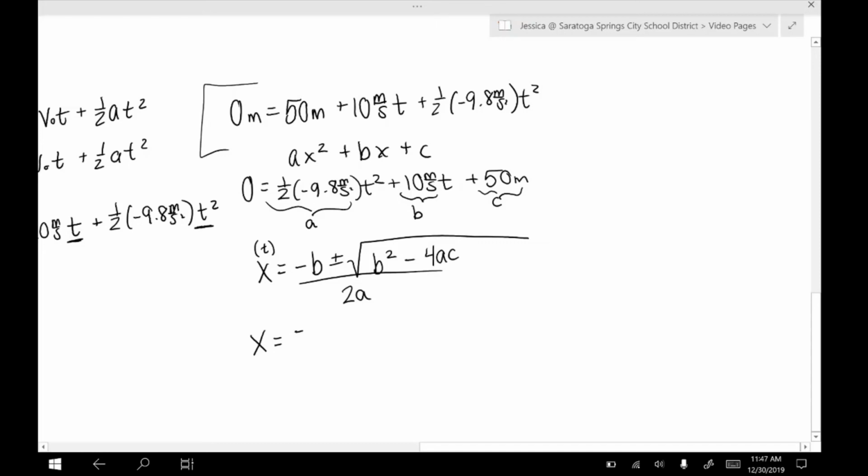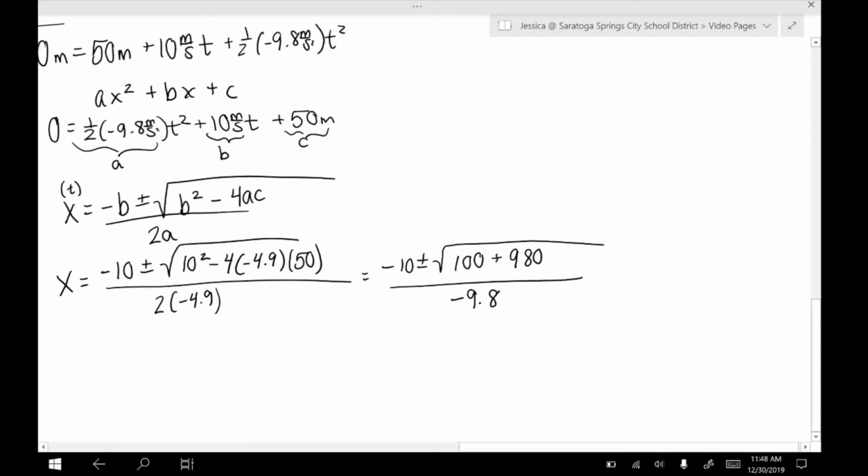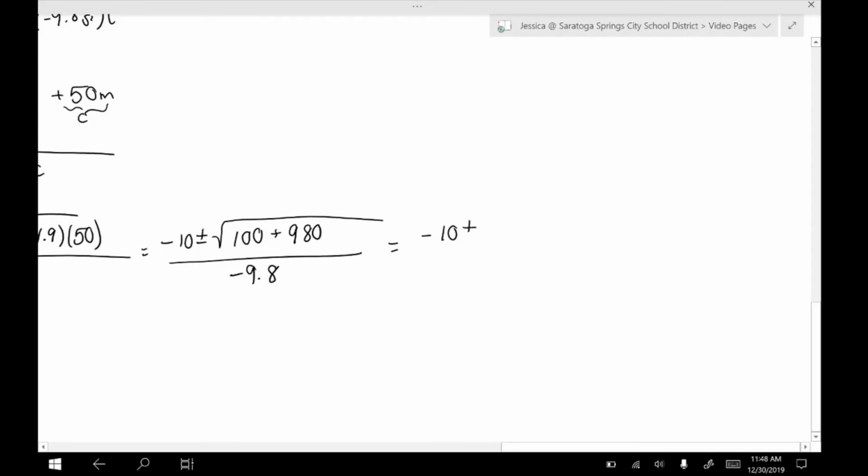So using the numbers that we have, b is 10, so negative 10 plus or minus the square root of 10 squared minus 4 times negative 4.9, because that's what 1/2 times 9.8 is, times C, which is 50, all over 2 times negative 4.9. So this is negative 10 plus or minus the square root of 100. Now, lucky for us, it ends up adding, so we don't have to worry about complex numbers or negatives under the radical, because subtracting a negative number is the same as addition. So that's 100 plus 980, all over 2 times 4.9, which is negative 9.8. Okay, so then we have negative 10 plus or minus the square root of 1080, all over negative 9.8.